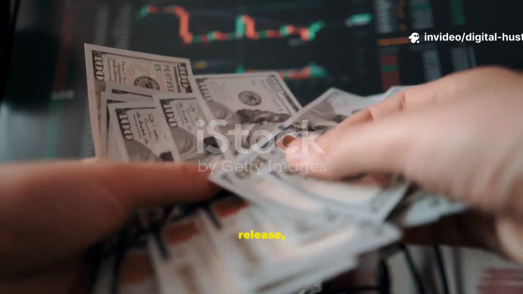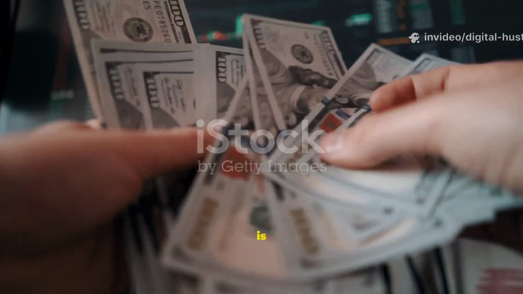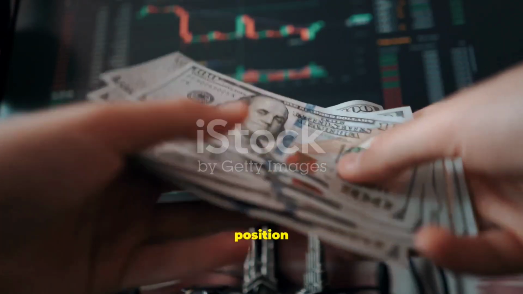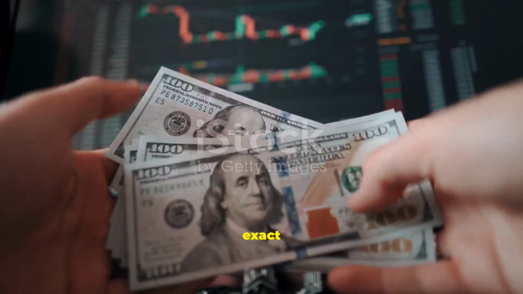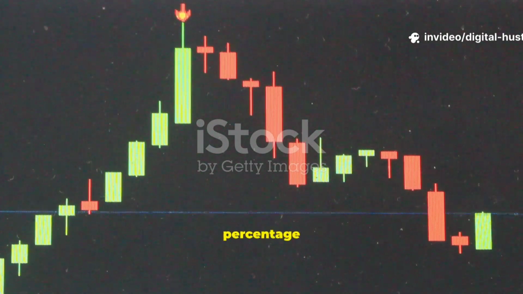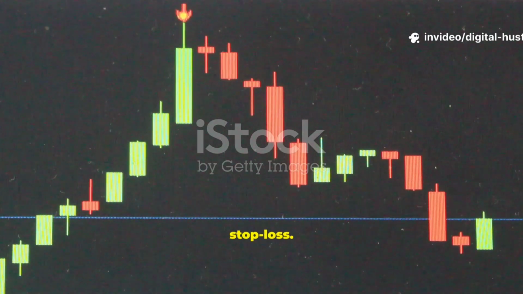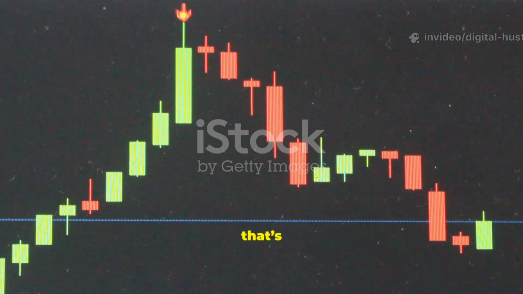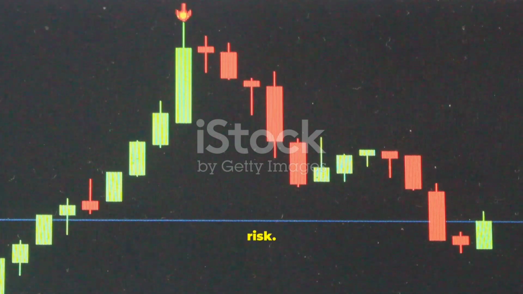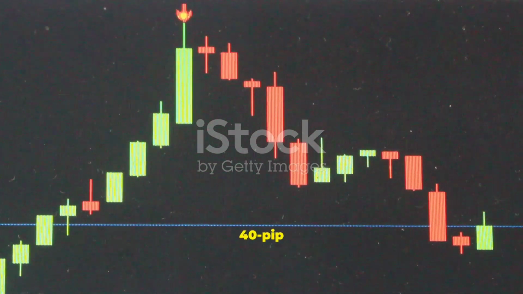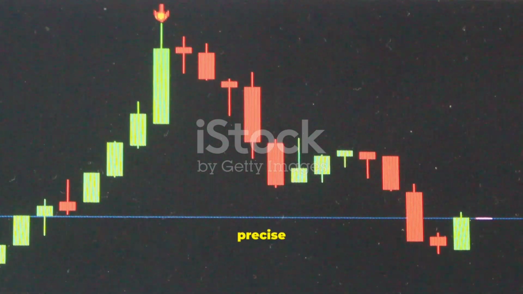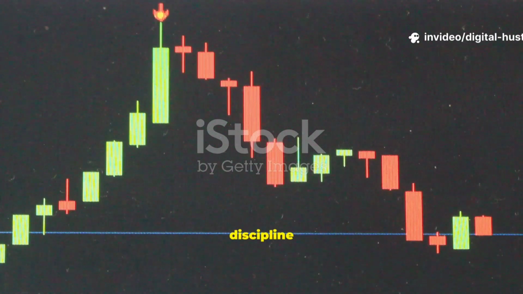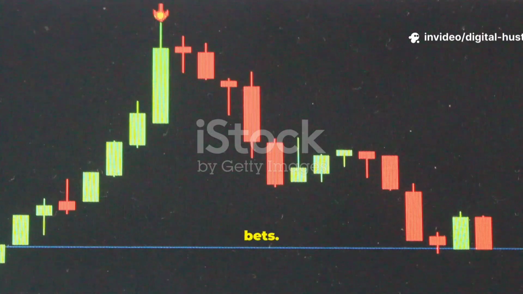In the moments before the release, adrenaline is high. This is not the time for math. You must do it ahead of time. Use a position size calculator to determine the exact lot size for your chosen risk percentage and a hypothetical stop loss. For example, on a $10,000 account risking 0.5%, that's a $50 risk. If you anticipate a 40 pip stop, your calculator gives you the precise lot size. Write it down. This isn't just math, it's emotional discipline that prevents impulsive, oversized bets.